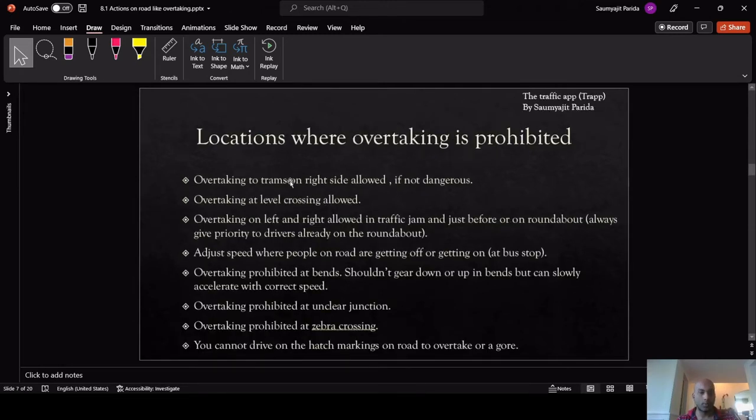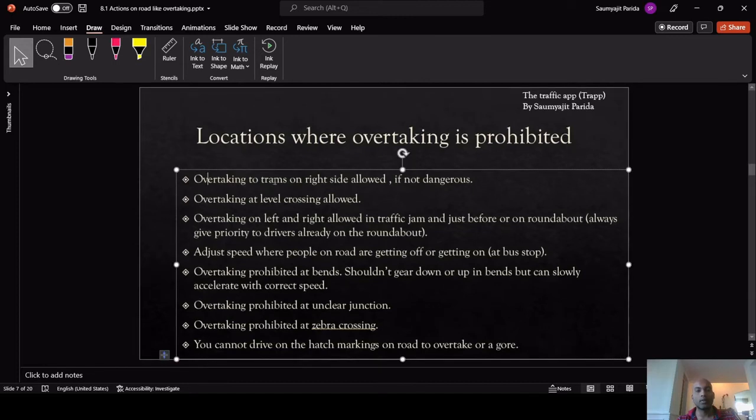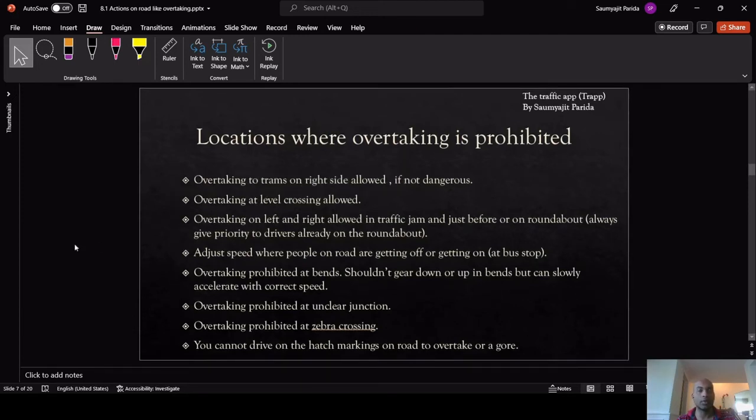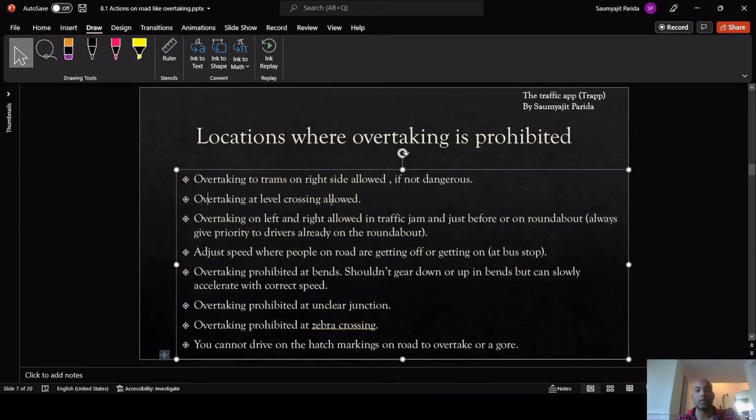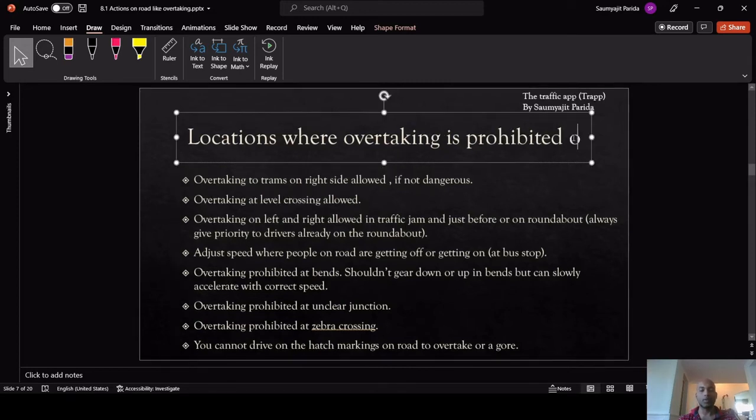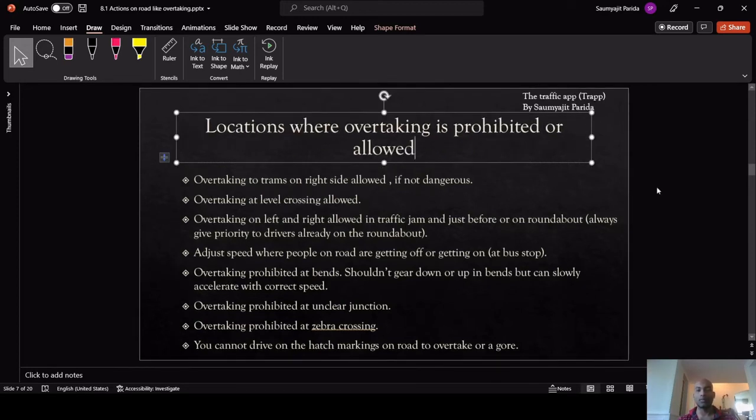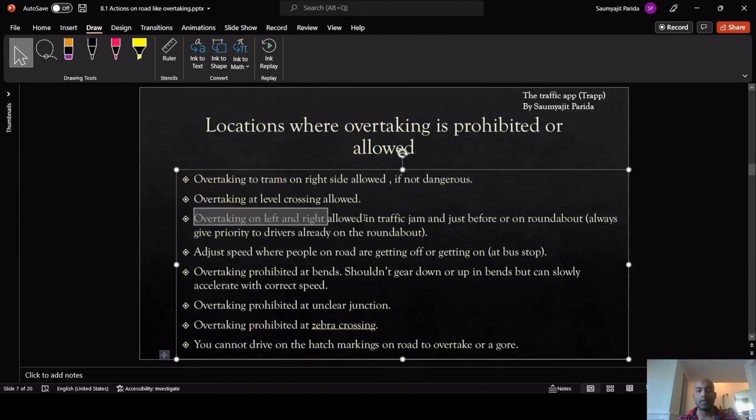Locations where overtaking is prohibited. Overtaking trams on the right side is allowed if not dangerous. Yes, you can overtake a tram from the right if it is not dangerous. Overtaking at a level crossing is allowed. Overtaking on the left and right side is allowed in a traffic jam and just before or on a roundabout.